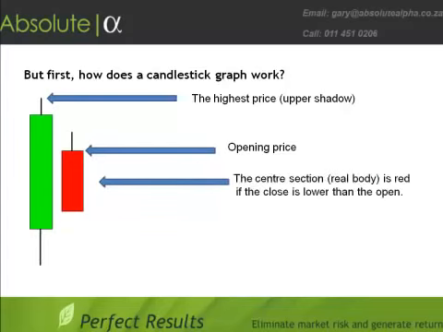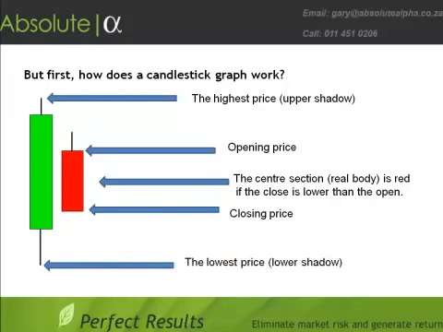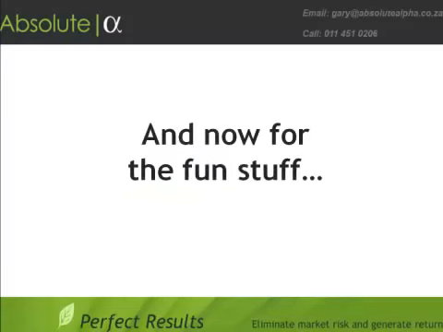The center section, also called the real body, is red if the close is lower than the open, and then green if the open is below the close. Here in the case of the red graph, we've got the closing price, and at the tip of the bottom wick, you've got the lowest price or the low shadow, the low of the day. Okay, now we're ready to move on to some patterns.